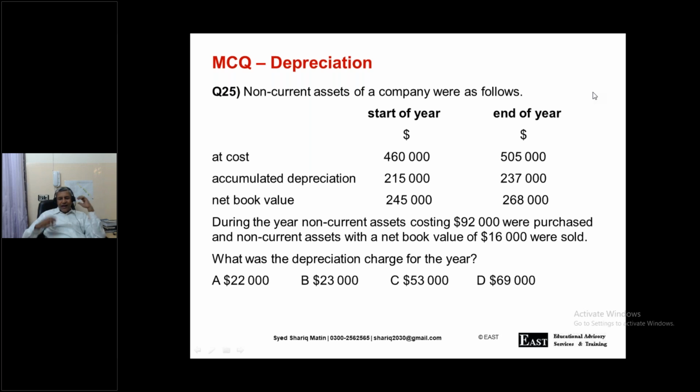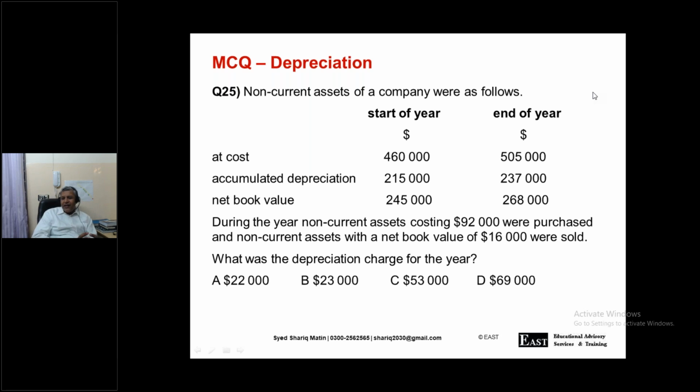When we have to calculate depreciation, we take the net book value at the start of the year, which is 245,000. Then we add 92,000, which is the addition to our non-current assets. We subtract 16,000 because we have disposed of it. So the value will be 321,000. Then the net book value at the end of the year is 268,000. When we subtract 268,000 from 321,000, the answer will be 53,000, which is C.